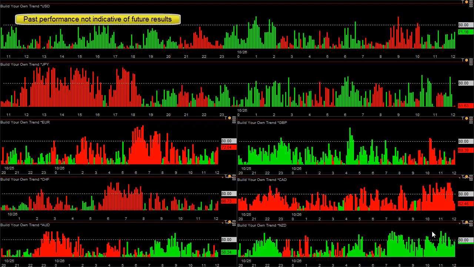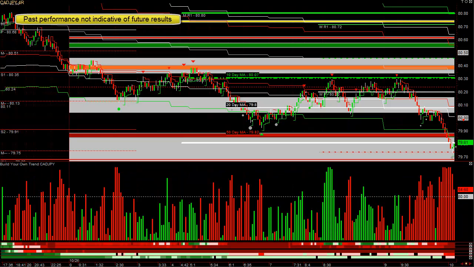The New Zealand's strong for most of the day. The pound's strong. The yen is also strong today. So let's start with trading the CAD yen. You want to sell the weak CAD versus a strong yen.